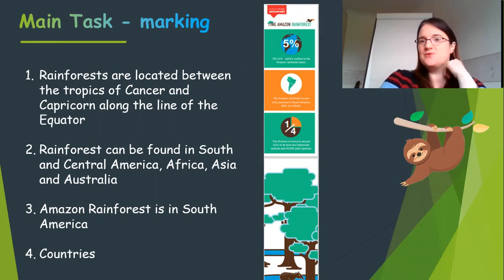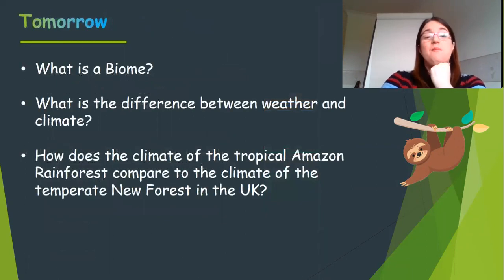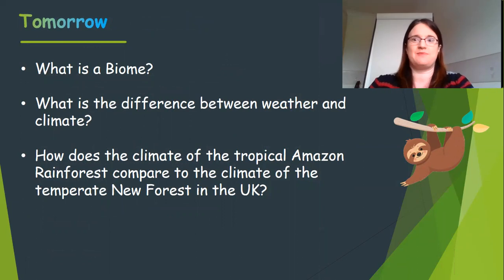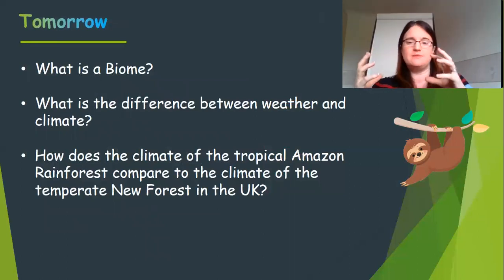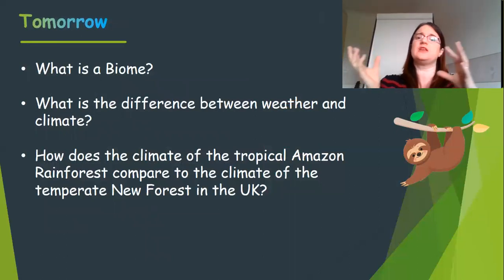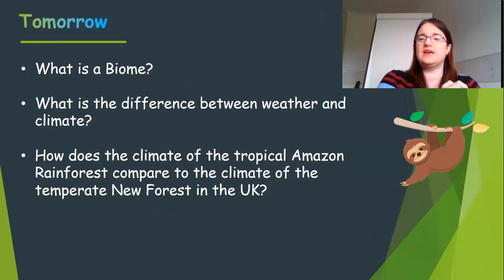So that is the location. We now know where these rainforests are. What are we going to be doing tomorrow? So tomorrow, we're going to be thinking about something called biomes. We're going to find out about those. We are then going to move on and look at the difference between weather and climate, and we're going to be doing a climate comparison. So we're going to be taking the Amazon rainforest in Brazil, and then we're going to be moving to the UK, and we're going to be looking at some of the forests in the UK.